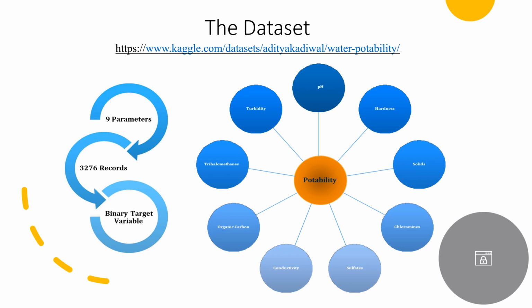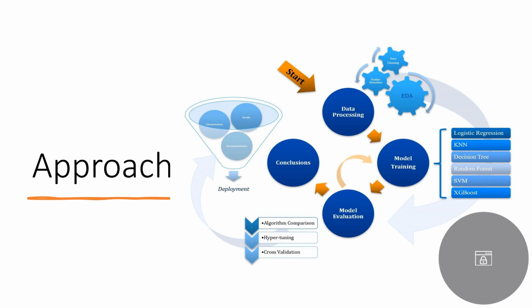Conductivity is the ability of water to allow electric current to pass through it. Pure water is a good insulator, and an increase in ion concentration enhances the electrical conductivity of water. Organic compounds come from sources like decaying natural organic matter. Trihalomethanes are chemicals which may be found in water treated with chlorine. And turbidity is the ability of water to allow light to pass through it. So all these parameters help us predict the potability of water, where 1 equals potable and 0 equals non-potable.